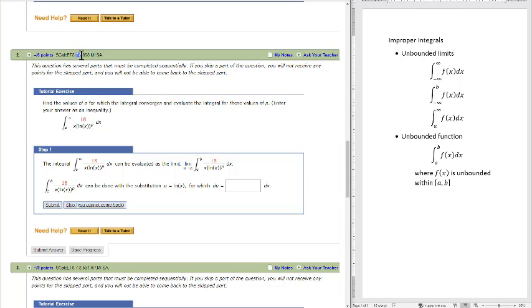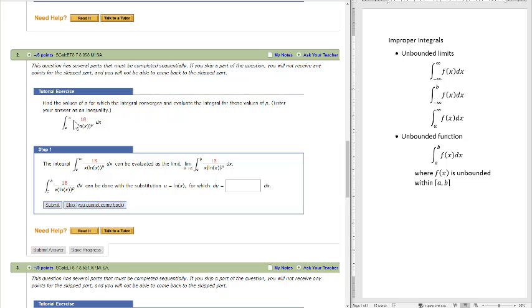Let's do this problem from your lab assignment, section 7.8. This is problem number 2. Find the values of p for which the integral converges and evaluate the integral for these values of p. Enter your answer as an inequality.